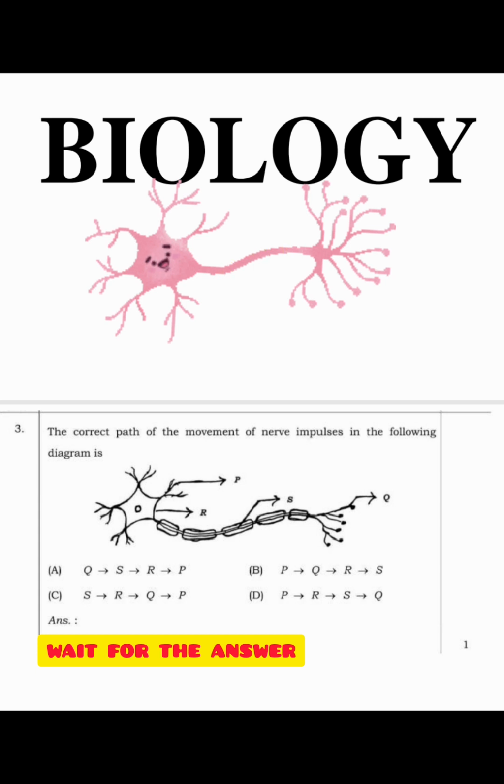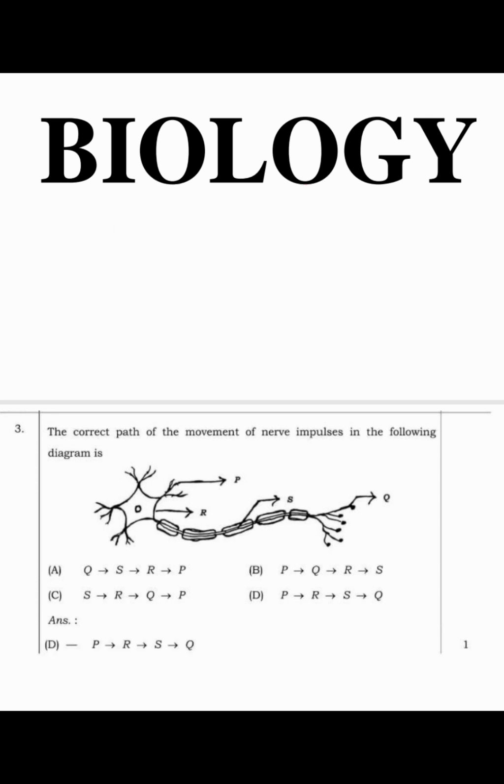This impulse then travels through the cell body to the axon, which transmits it to the next neuron. Therefore, the path of a nerve impulse through a neuron is first the dendrite, then the cell body, and finally the axon. So here, option D is the correct answer.